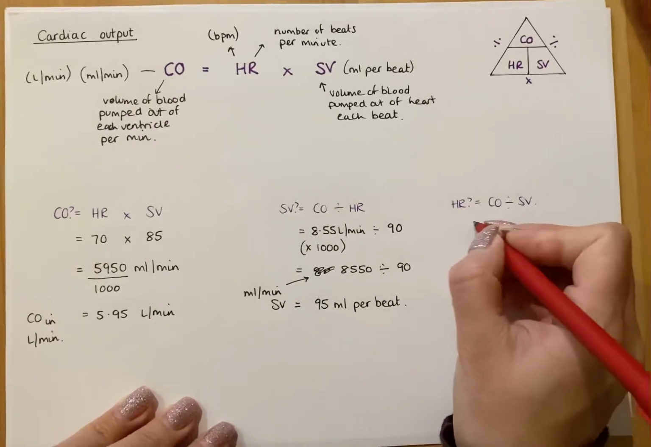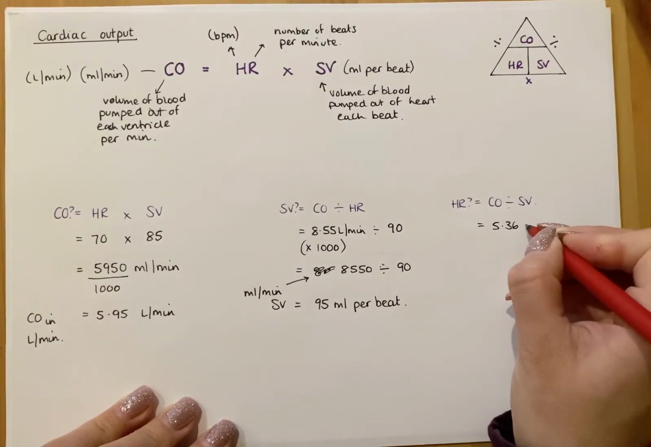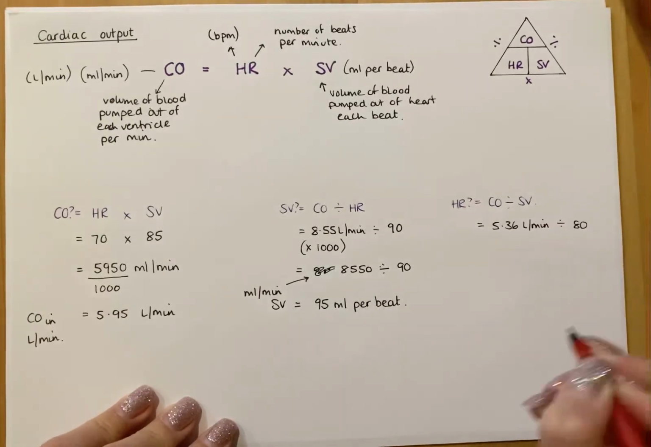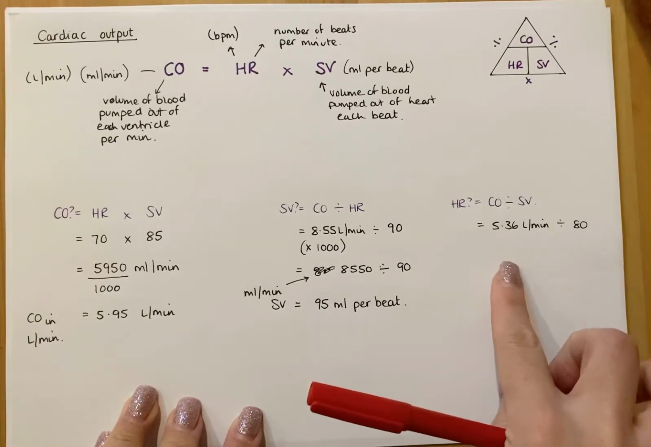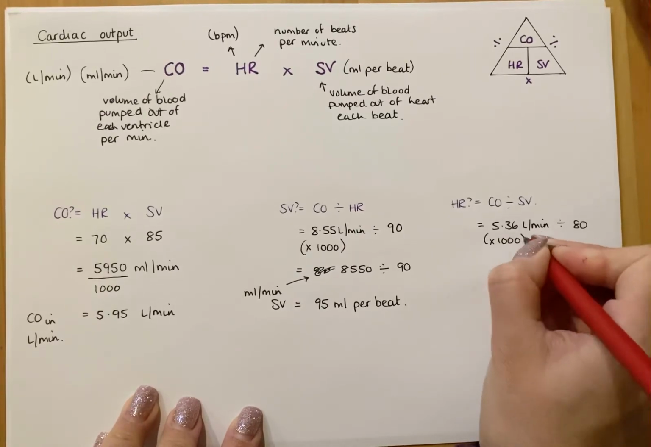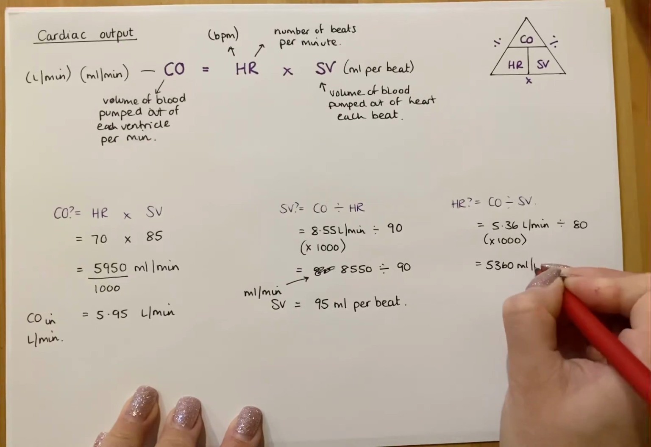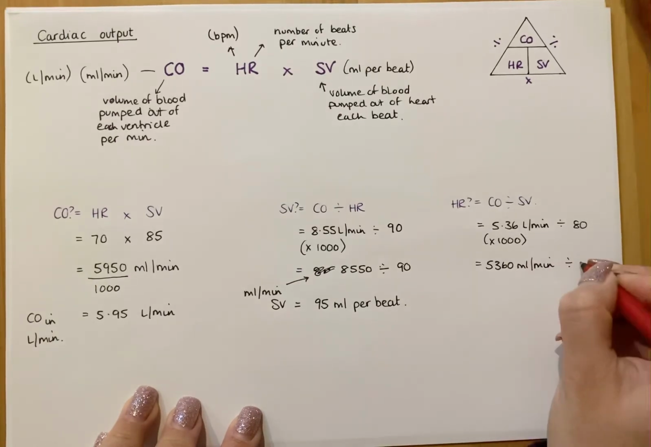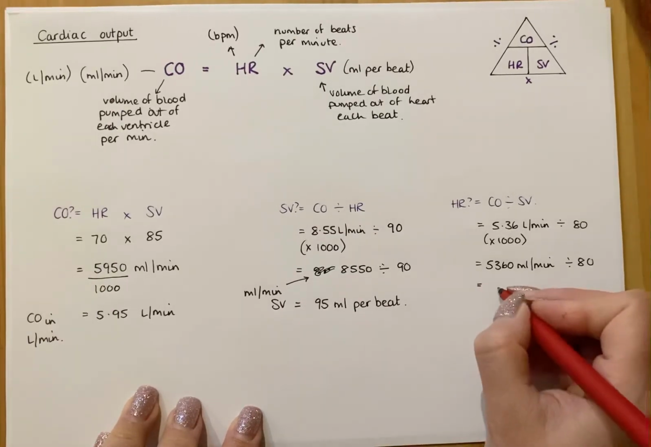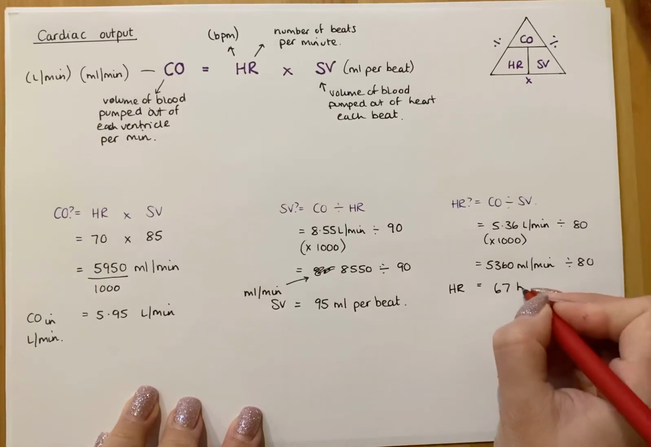So if I give you an example then of cardiac output being 5.36, but that's in litres per minute, and a stroke volume of 80. You still need to convert this into mils so that you can then do the rest of the equation. So you would times this by 1,000 again, and that gives you 5,360 mils per minute, which you would then divide by your stroke volume, which is 80. Now once you do that calculation, it gives you then 67. And because it's heart rate, it would be 67 beats per minute.